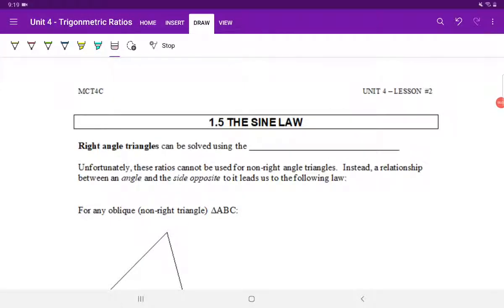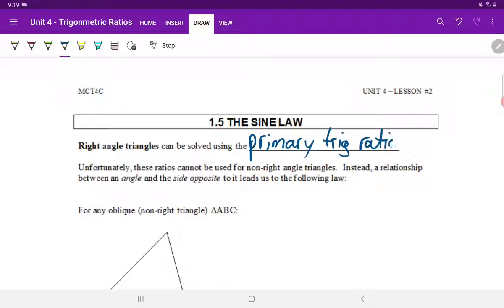Okay, moving on to our next lesson, 1.5, the sine law. We are going to be answering questions now that do not involve right angle triangles. The right angle triangles we know can be solved using the primary trig ratios, right? And so, quick recap, what are your primary trig ratios?